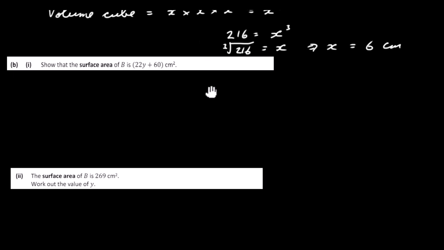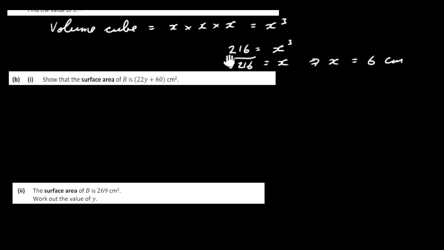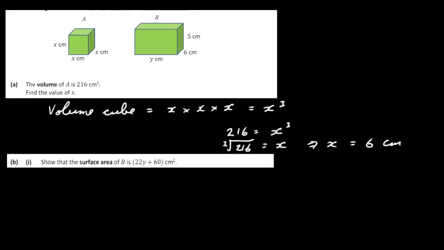Okay, show that the surface area of B is 22y plus 60 centimeters squared. So let's work out the surface area of B. The surface area is the area of each face doubled, because there are two of each of the faces. One at the front, one at the back, one at the right, one at the left, one on the top, one on the bottom. So if we look at the one at the front first, so just this face here is going to be y times 5.